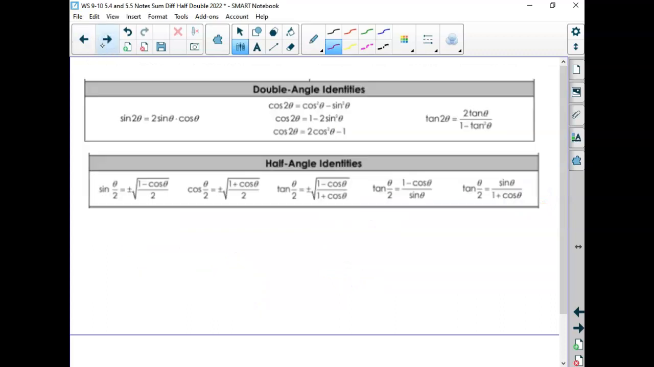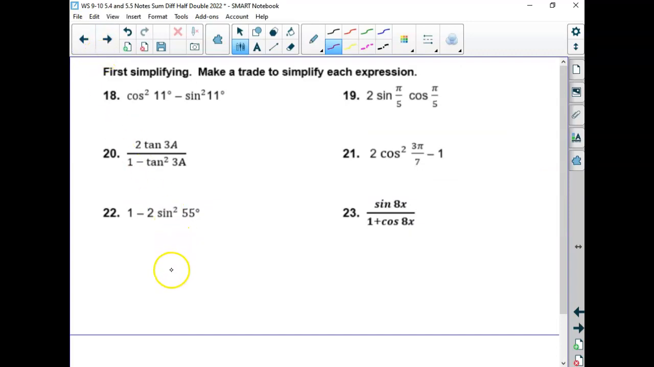Okay, first all we're going to do is play the I recognize it game. Can anybody find one that says cosine squared minus sine squared on there? What is cosine squared minus sine squared? Yes, this is a cosine of 2 theta, but what is our theta? 11 degrees. So you would say it is the cosine of 2 times 11 degrees, or the cosine of 22 degrees.